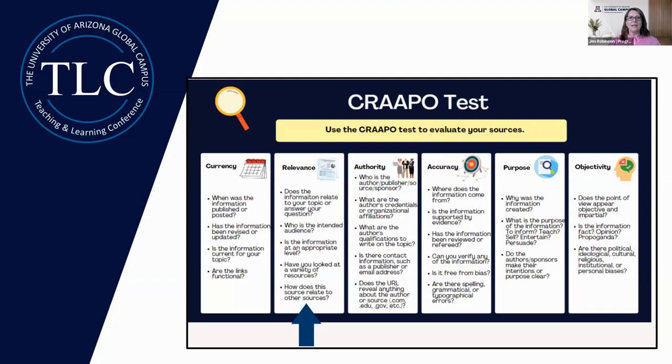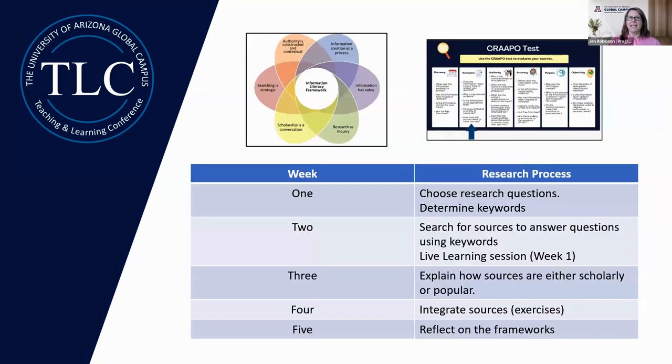Next slide, please. We use the framework for information literacy and the CRAPO test within the research process. So students are doing their own research, choosing their own topics, and searching for their own resources using both frameworks within the research process. So as a quick overview, in week 1, they're choosing the research questions and they're determining keywords. And I'll get to why that specific piece is important in a moment. In week 2, we're having them now search using those keywords, having them search in the library for scholarly and popular sources.